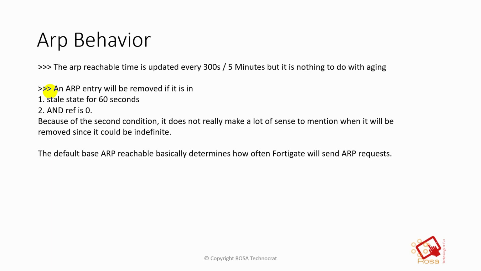The default base ARP reachable determines how often FortiGate will send ARP requests. That I said was 300 seconds and 5 minutes. Okay.